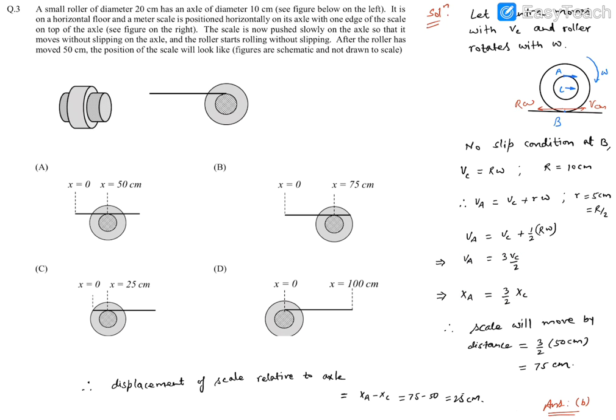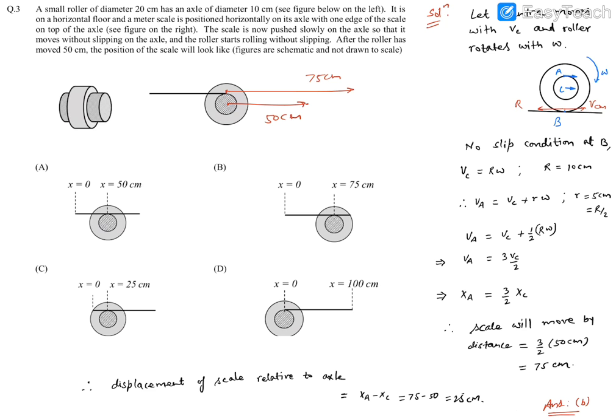Now we know that XC, the distance traveled by the center, is 50 centimeters. So what will be the distance moved by the scale? The scale will move by the same distance as this point has moved. So it's 3 by 2 times 50 centimeter, that becomes 75 centimeter. If the center moves by 50 centimeter, then this point of the scale will move by 75 centimeter.